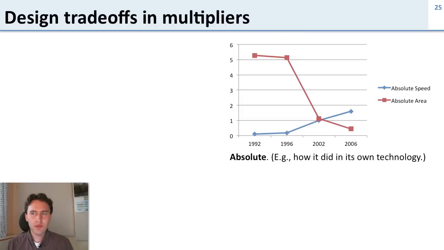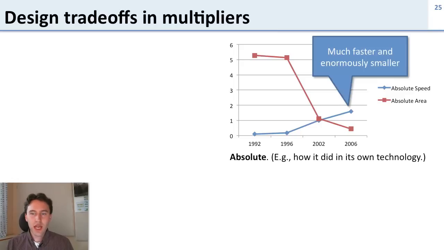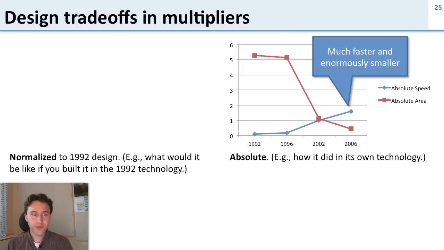So let's take a look at some of these design trade-offs. Here's a comparison of absolute speed and area across these four designs. And what you see is that by the time we get up to 2006, we're much faster and enormously smaller. The absolute area has gone down by over a factor of 5. Now, the absolute speed hasn't gone up as much because they're pipelined. They run at a higher clock speed, but each multiply takes multiple cycles.